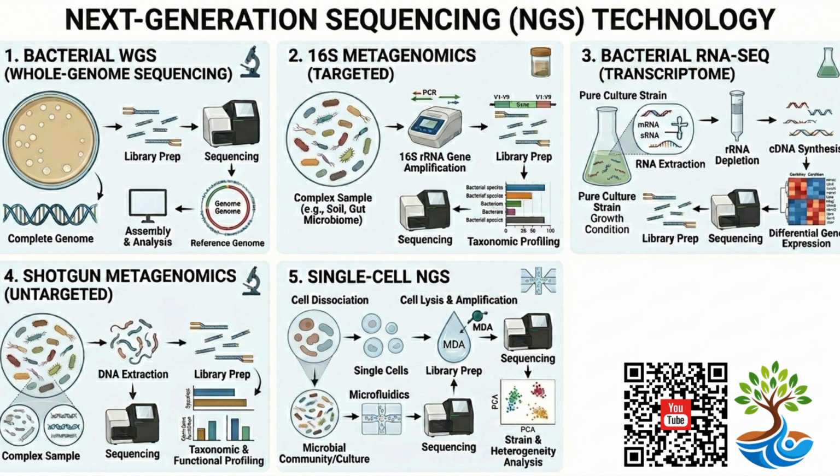the preferred method. The second technology is 16S ribosomal RNA gene sequencing, also known as 16S amplicon sequencing. Instead of sequencing the entire genome, this method targets the highly conserved 16S ribosomal RNA gene, allowing researchers to identify and profile bacterial communities in complex samples. It is commonly applied in microbiome studies involving environmental samples, soil, water, food, and the human gut microbiome.